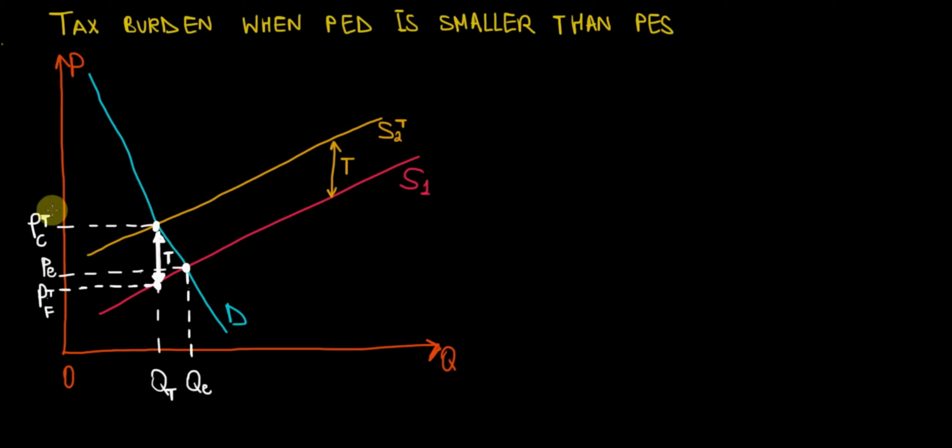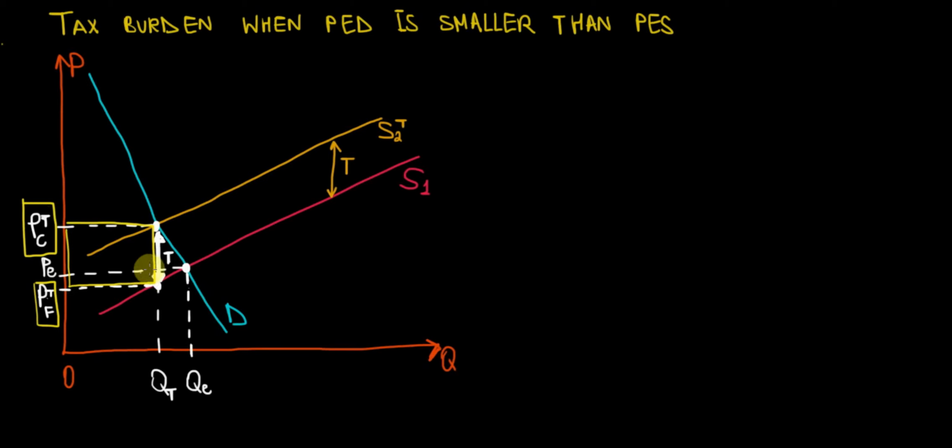Now, out of the tax revenue that the government collects, which is going to be the difference between the price that the consumers are paying after the tax and the price that the firms or the producers are getting after the tax, this amount of tax is being collected for every unit of the quantity taxed on the market, which is going to be QT over here. So therefore, out of this rectangle right now, what is the burden for the consumers and what is the burden for the producers?